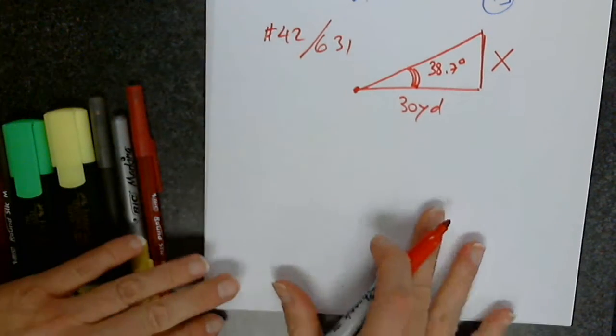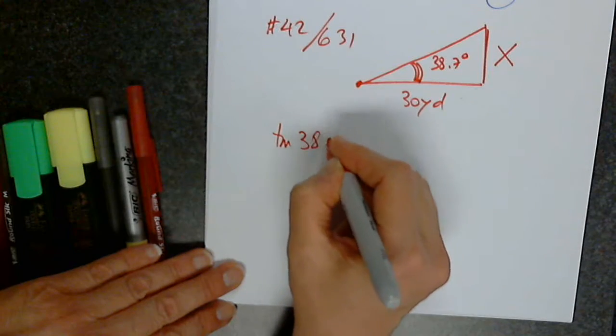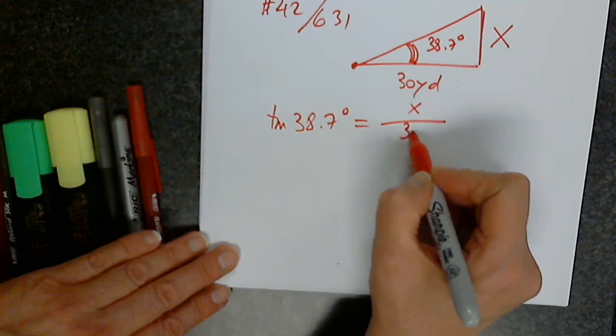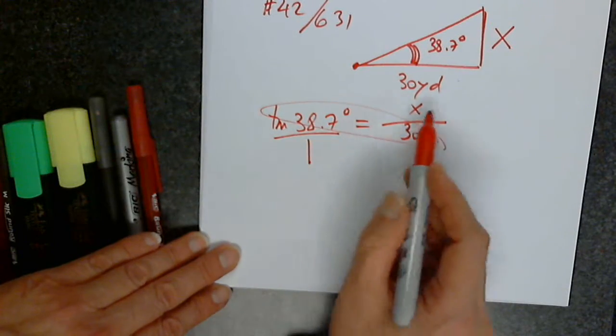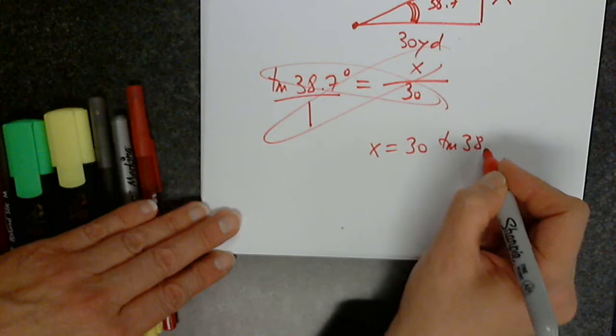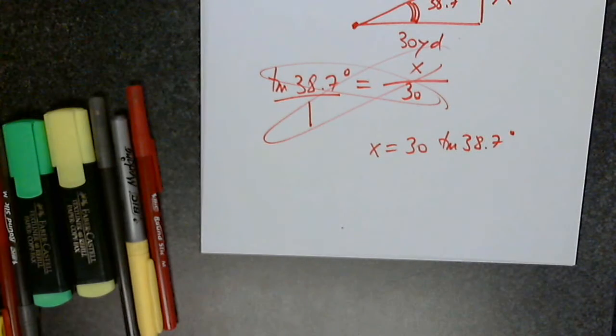Very good. Yes, indeed. Tangent 38.7 degrees equals? Good. Cross multiply. X equals 30 times tangent 38.7 degrees. Put it in the calculator. So 30 multiplied by tangent 38.7.